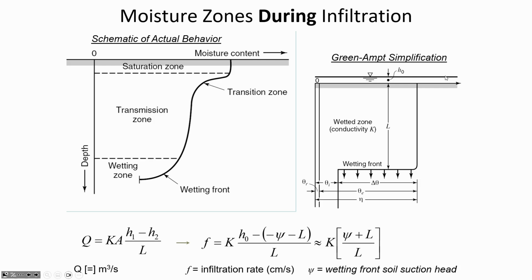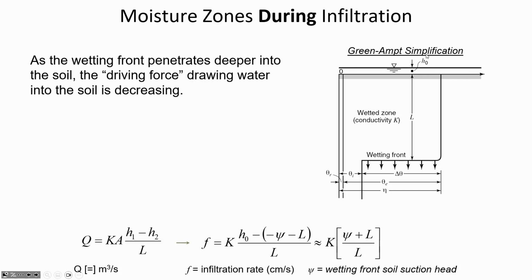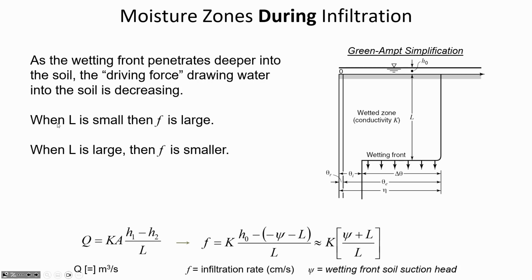If the infiltration rate is larger than the precipitation rate, then there won't be ponding, then there won't be runoff. So the water is penetrating down into the soil, then the driving force decreases because more of the soil is saturated. There isn't as much suction drawing it down. When you have a small length of the wetting front, then the infiltration rate is large. So that means early in a storm, there's a high infiltration rate because the water hasn't yet overcome all of the tension in the soil.